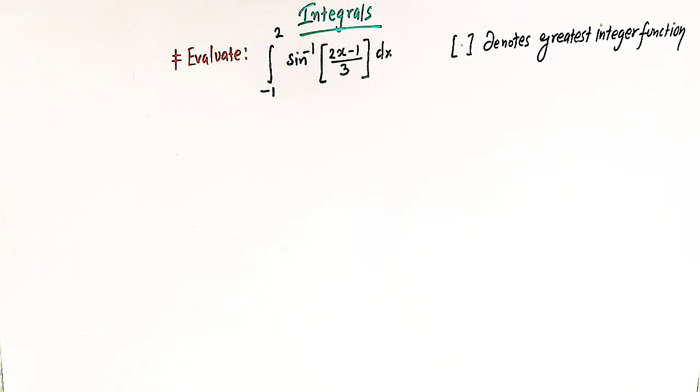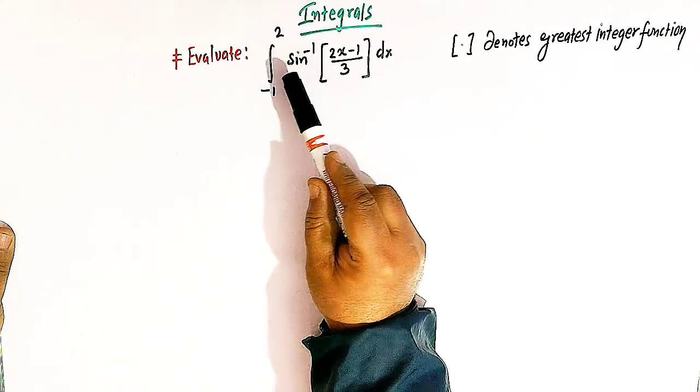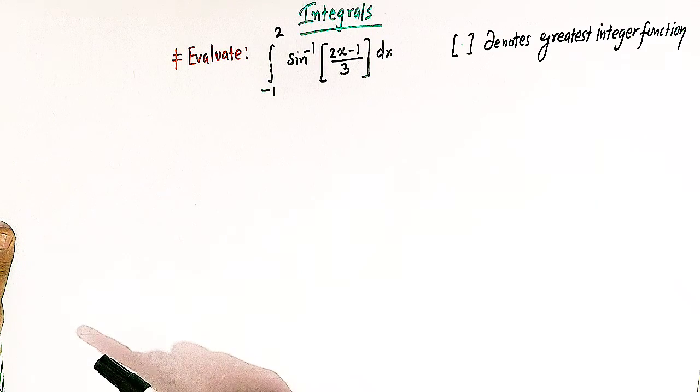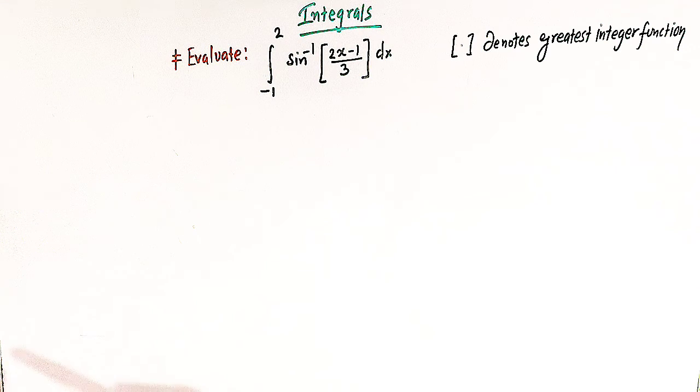Hello, viewers. In today's session, we are going to discuss an important and very fundamental definite integral involving the greatest integer function. Here we are going to evaluate this integral from -1 to 2 of sine inverse of greatest integer of (2x minus 1)/3 dx. This problem is going to be very useful and beneficial for the beginners. So let us start.